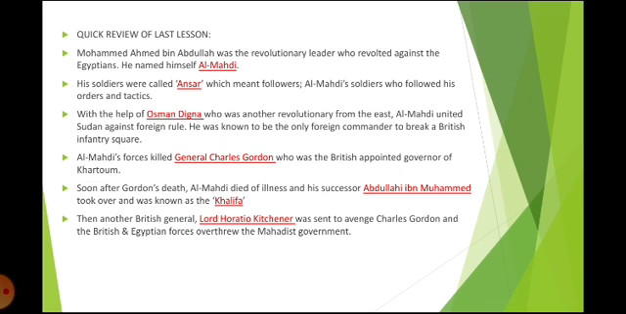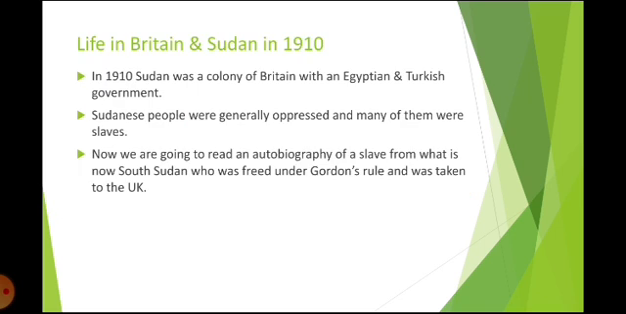And then another British general, Lord Horatio Kitchener, was sent to avenge Charles Gordon, and the British and Egyptian forces overthrew the Mahdist government. Now, life in Britain and Sudan in 1910. Well, we know that Sudan was a colony of Britain with an Egyptian and Turkish government. We know that Sudanese people were generally oppressed, and many of them, unfortunately, were slaves.